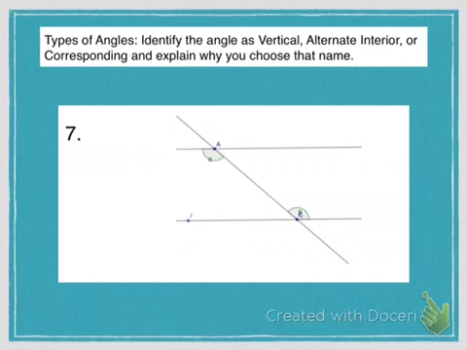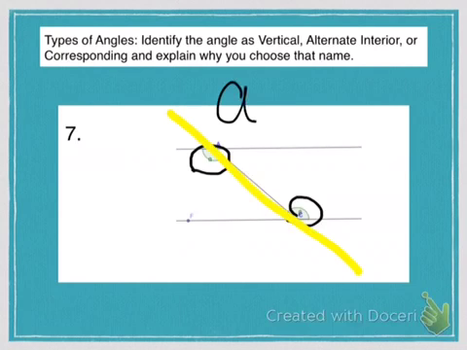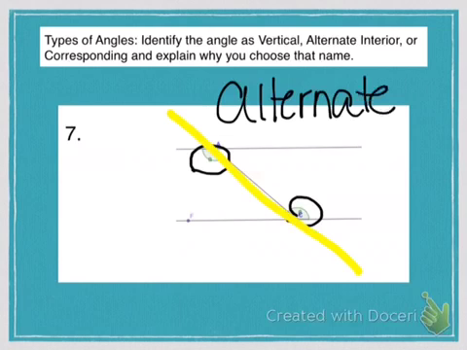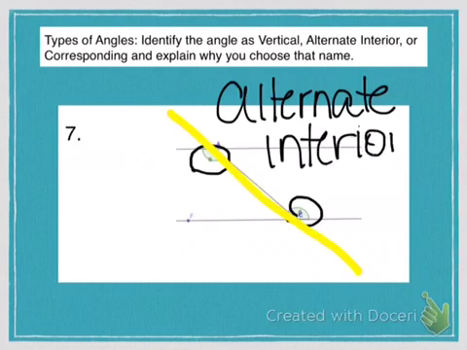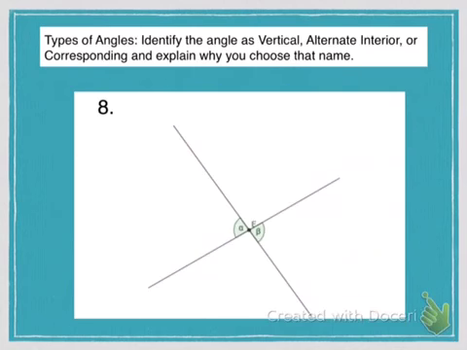Number 7, I want to identify the angles as vertical, alternate interior, or corresponding. And if I look at my angles, this is one angle, and this is the other angle. Notice that they're on different sides of my transversal. My transversal is always the line that matches. So that makes them alternate. And then they're on the interior of the parallel lines. They're inside the parallel lines, so they're called alternate interior.